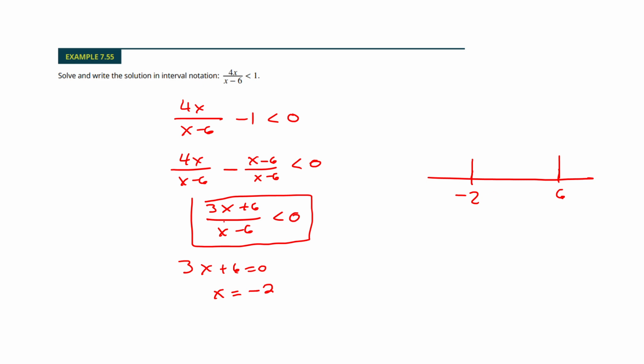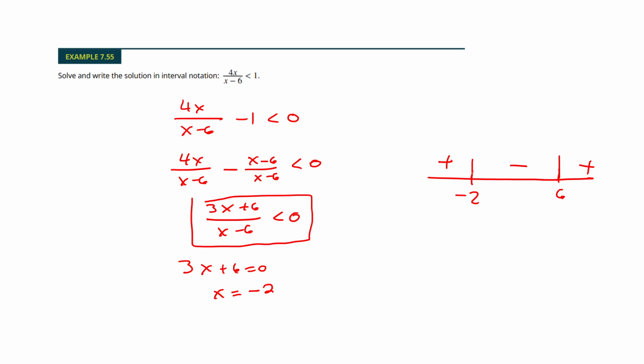So put 0 in here. I'm going to get 6 over negative 6. I'm going to get a negative. Let's put negative 3 in here, negative 9. I'm going to get a positive. Now, I'm not doing all this math so this doesn't take forever, but I'm just putting the values in. That's all I'm doing. And then I'm putting an 8 here, whatever, 9, it's going to be positive over positive. Okay, now we are looking for less than 0 this time.